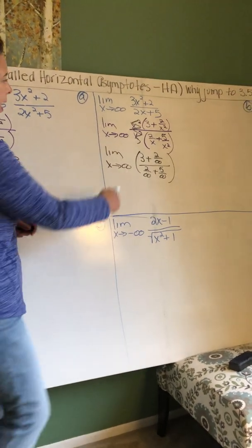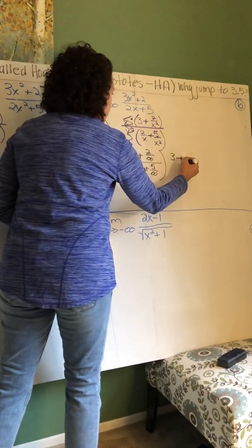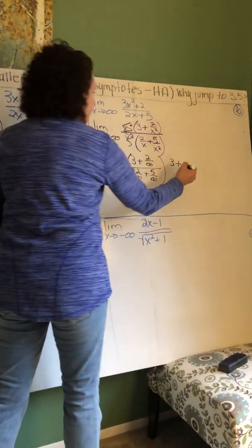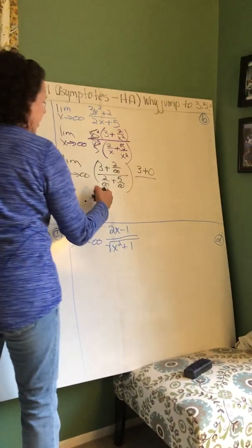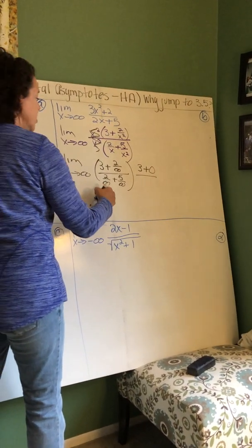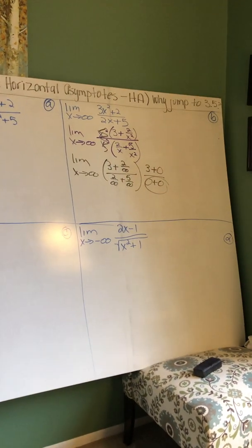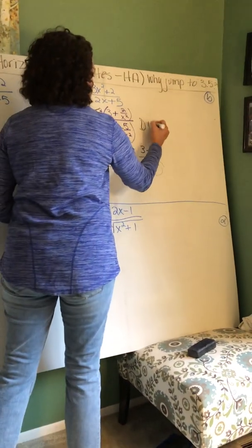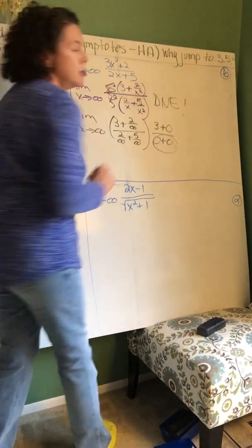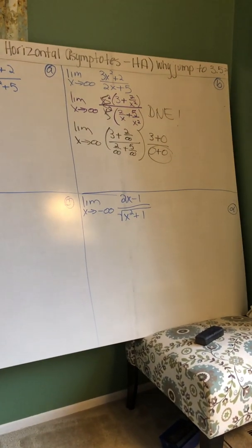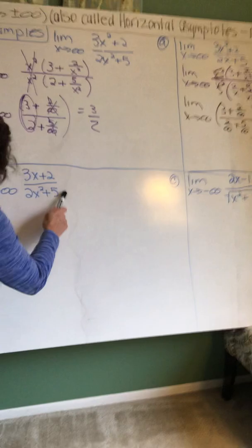There we go. We have 3 plus 2 divided by infinity approaches 0, and I have in the denominator 0 plus 0. Right? Can't divide by 0. This limit does not exist. Certainly we tried our best. Let's come on over here.